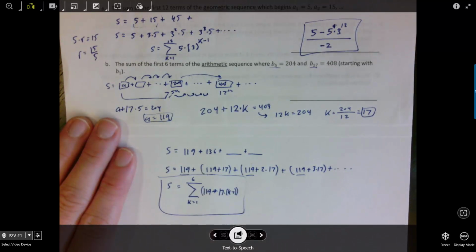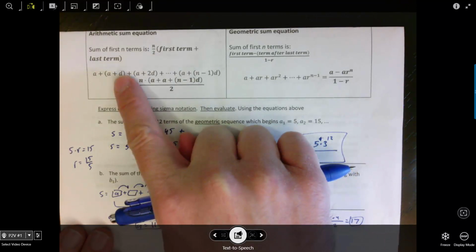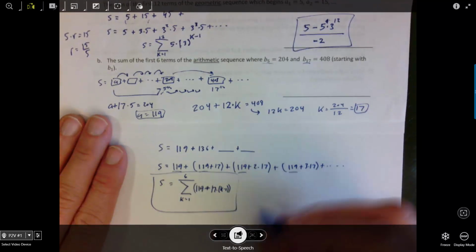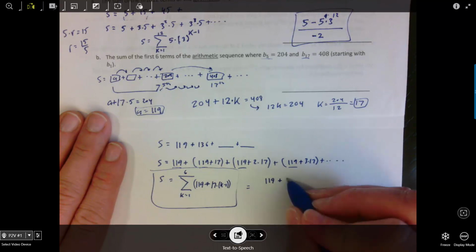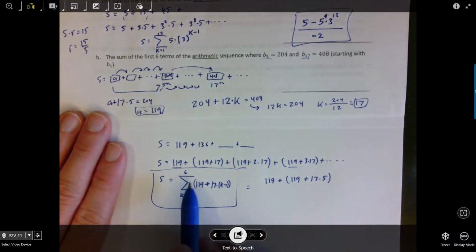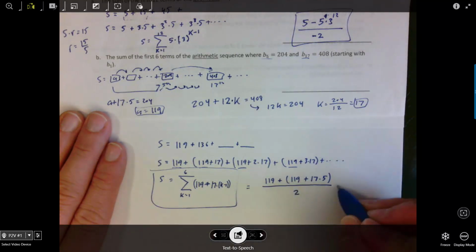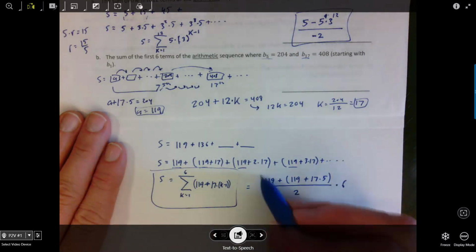If I wanted to find the sum, the summation formula is first term plus the last term times the number of terms divided by 2. So for us, the first term is 119. The last term is 119 plus 17 times 5, because there's 6 terms, and so the last term I would have added 5 17s. And then divided by 2, and then times the total number of terms, which is 6. So you could simplify that, and that would be the value of the sum.